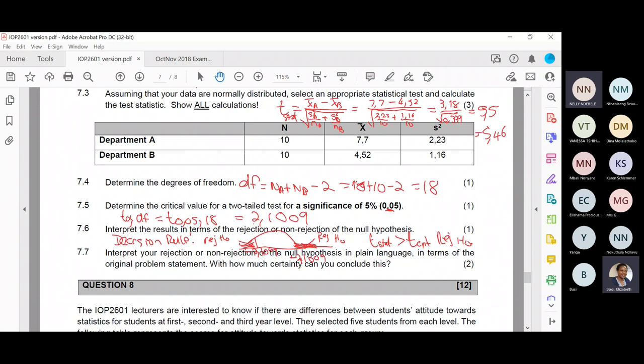We are rejecting. So the answer for 7.6 will say the test statistic of 5.46 is greater than the T critical value of 2.1009. Therefore, we reject the null hypothesis. You just write that statement. That is it. 1 mark. You get that 1 mark. That is 7.6.